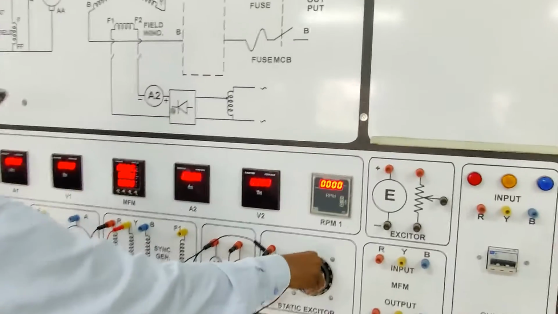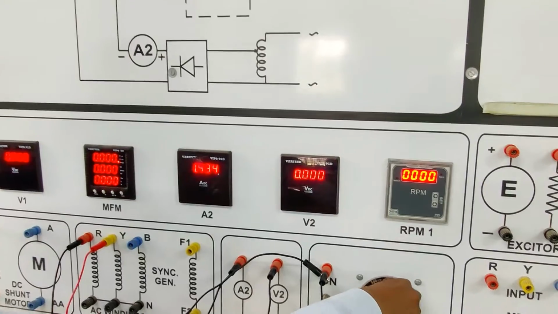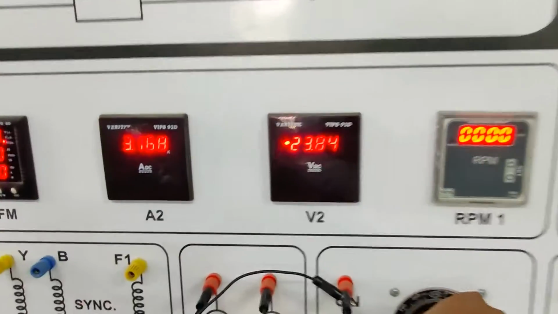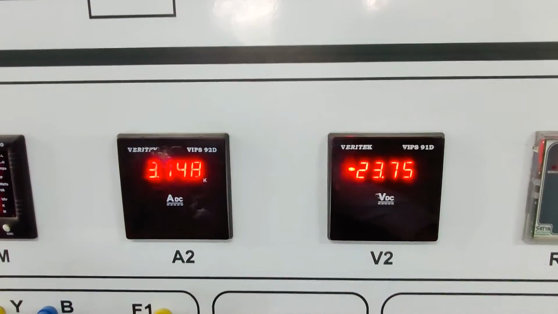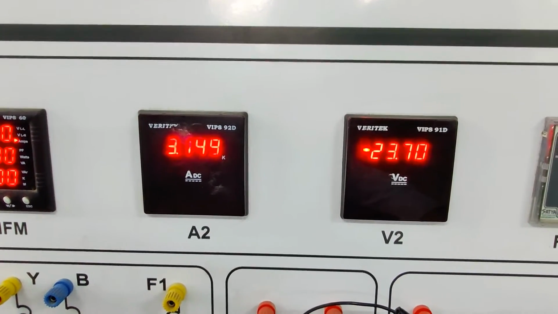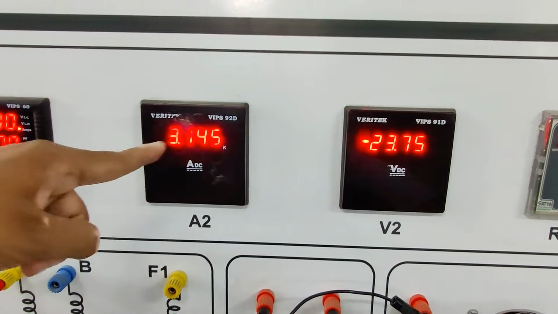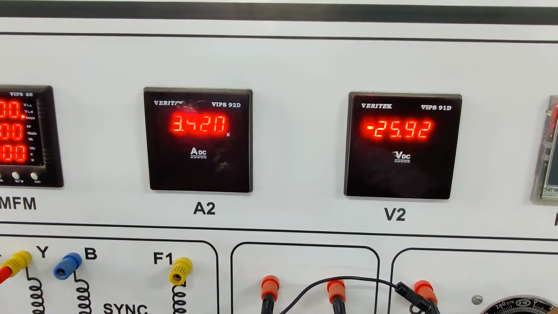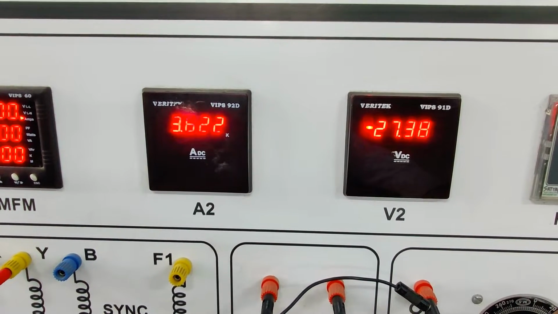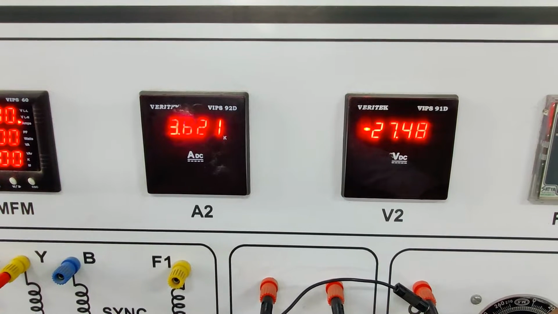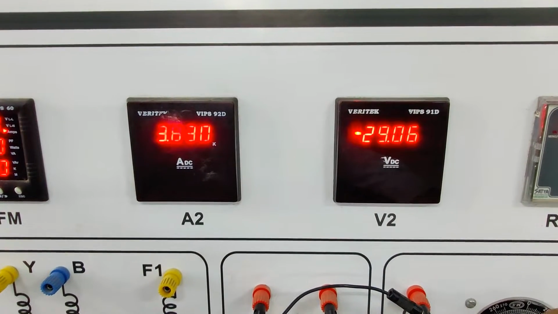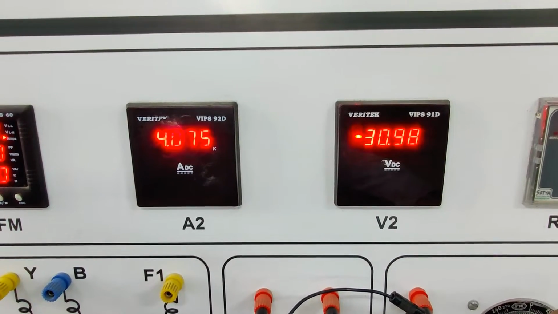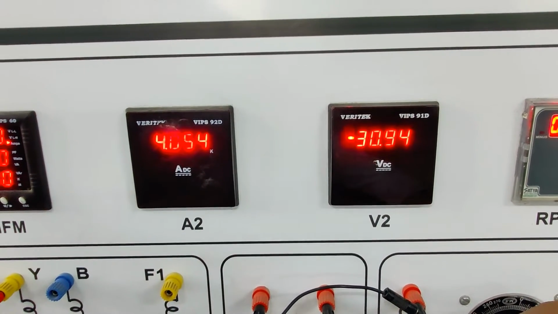and increase the excitation. A2 and B2, yes. The minus is showing because the polarity is reverse. 23.7 and 3.1. 26.6, 3.6. Next readings 30.6, 4.0. By dividing V upon I, we can calculate the resistance of two phase.